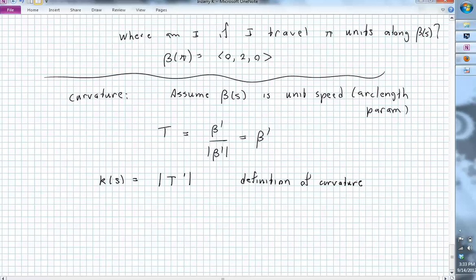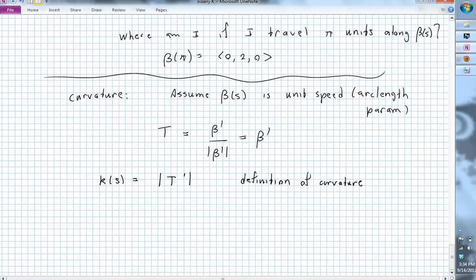Right? Here's the curve. Here's the tangent to the curve. T prime tells me how this guy is about to change, or how it is changing at that moment. And the magnitude of T prime is telling me how quickly it's changing. If this guy is going to change really quickly, I want that to be a big curvature.